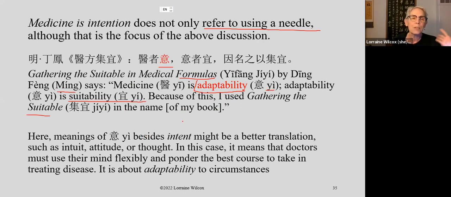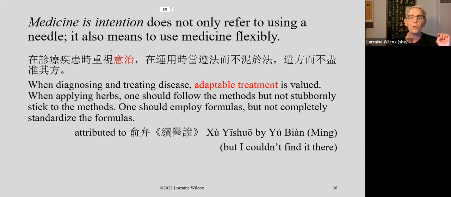And it's about adaptability and suitability. So here the meanings of E besides intent are a better translation, maybe intuit, attitude, thought. It means that you have to use your mind flexibly and ponder the best course to take in treating disease, and adapting to circumstances rather than sticking too hard to a standard formula. This quote exactly says that. When diagnosing and treating disease, you need to have adaptable treatment.